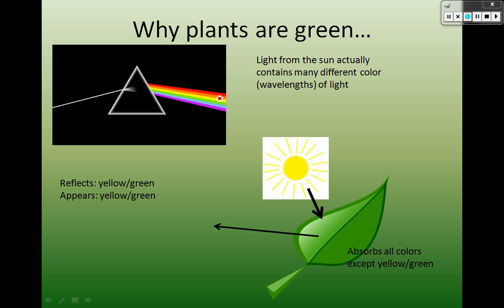Look around you. Currently, I see a purple pen in front of me. The reason it appears purple is that the white light is bouncing off the purple pen, and that pen is actually absorbing all the colors except purple, and the purple bounces off the pen and goes into my eye. So the reason plants are green is because the compounds in plants absorb all the colors of light except yellow and green, which bounce back into our eyes, and that's why plants appear green to us.